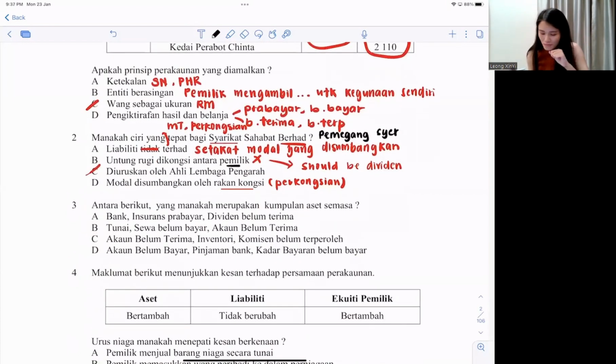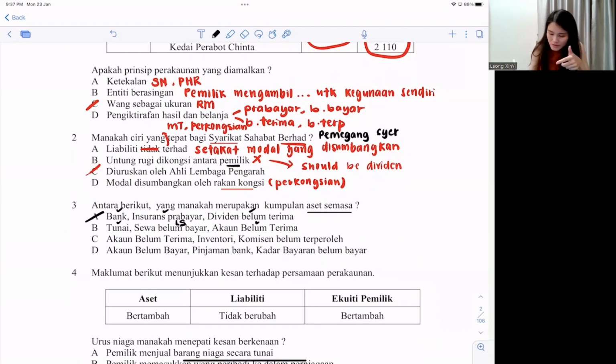Antara berikut yang manakah merupakan kumpulan aset semasa? So you have to choose the combination of just assets. So bank, yes. Insurance provider, yes. Dividend belum terima, yes. So the answer is going to be A. Now for tunai, sewa belum bayar and account belum terima, what's wrong? Let's say tunai is correct, account belum terima is correct, but sewa belum bayar is a liability semasa. That's why B you cannot choose.